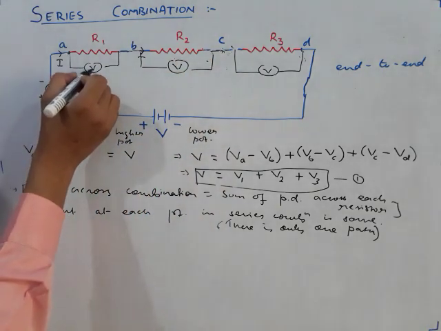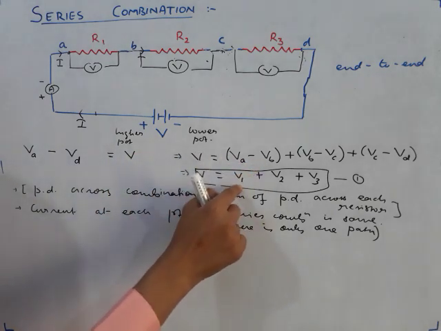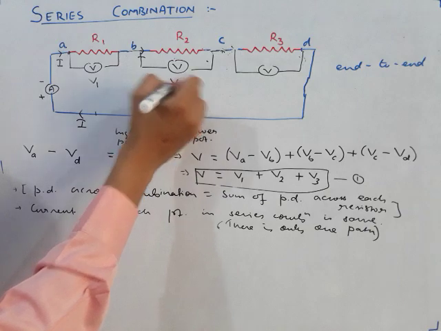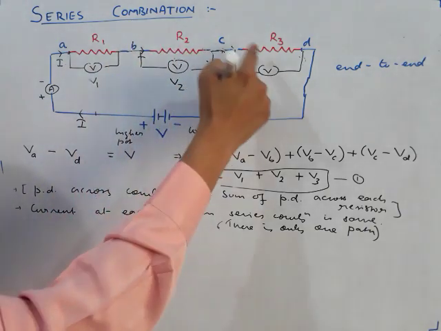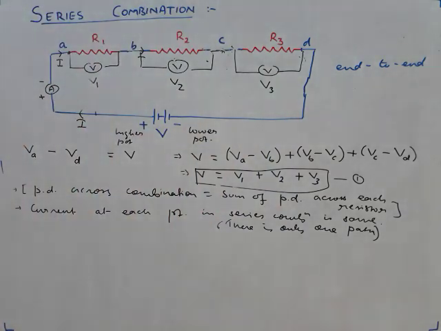So this V is nothing but VA minus VB. What is our VA minus VB? VA minus VB we have taken as V1. So this potential difference I'll write as V1. This one is VB minus VC, that is V2, and this one is VC minus VD, that is V3.